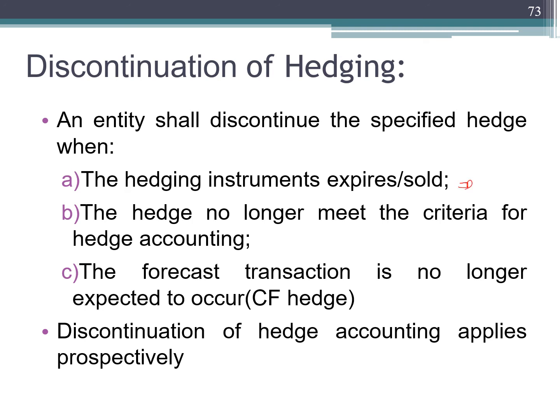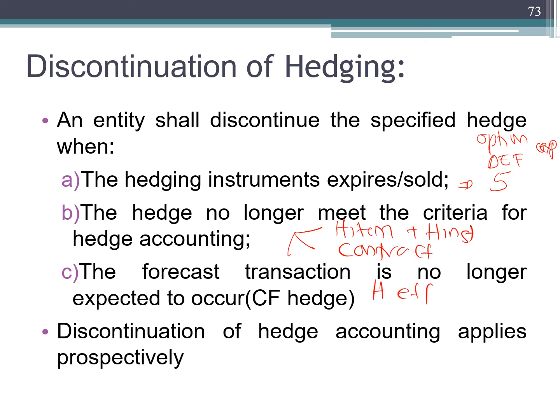Okay, for the discontinuing of hedging, we need to discontinue the hedging when the hedging instrument has expired. So refer back to example 5, the DEF, where the option has expired. When the option has expired, we need to discontinue the hedging relationship. The hedge no longer meets the criteria of hedging. Remember the 3 criteria: you should have a hedged item and a hedging instrument, then the contract, and the last one, hedge effectiveness. So if you do not meet at least one of the criteria, you have to discontinue the hedging.